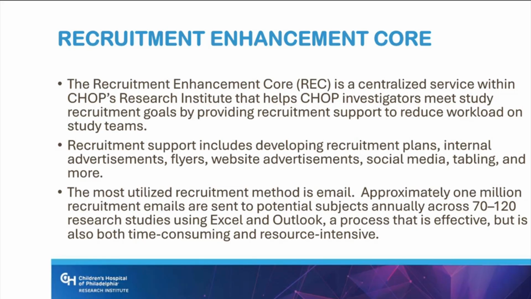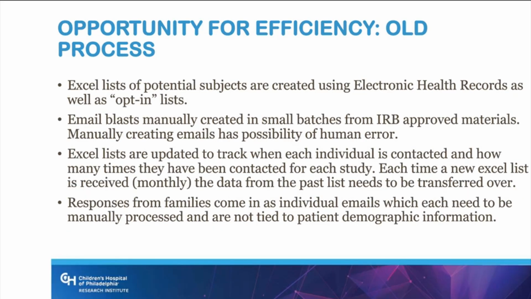Our old process fully utilized Excel and Outlook, which was very effective in finding potential participants, but was also both incredibly time-consuming and resource-intensive. We realized that there were some opportunities for efficiency. So our old process used Excel-generated lists from electronic health records, as well as lists that the study team may have or opt-in lists to email participants. Each single email was manually created in small batches from IRB-approved materials. And while we were very careful during this process, there was always a possibility of human error.